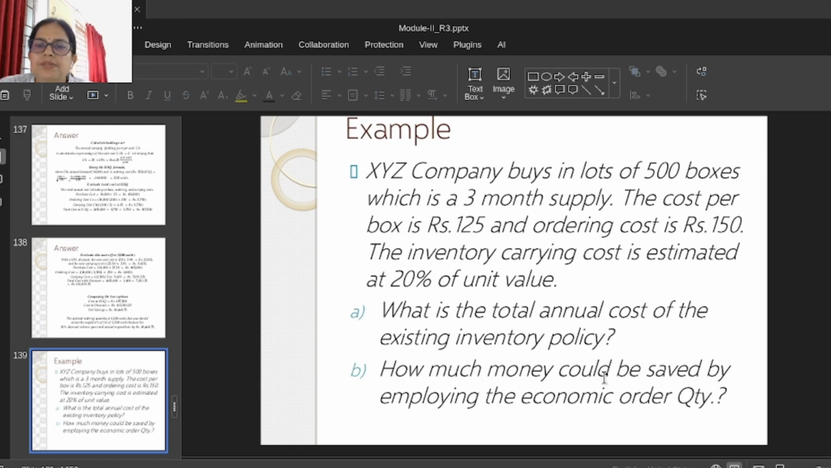This is another question. The same way we need to solve it.